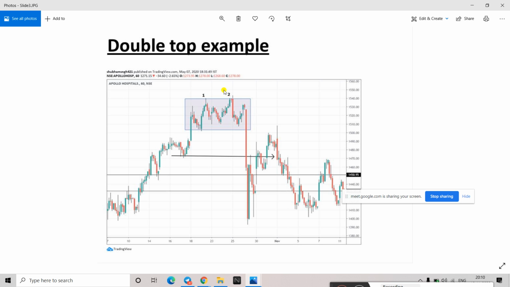So is this example clear to you for double top? Yes, it's clear. Clear, right?